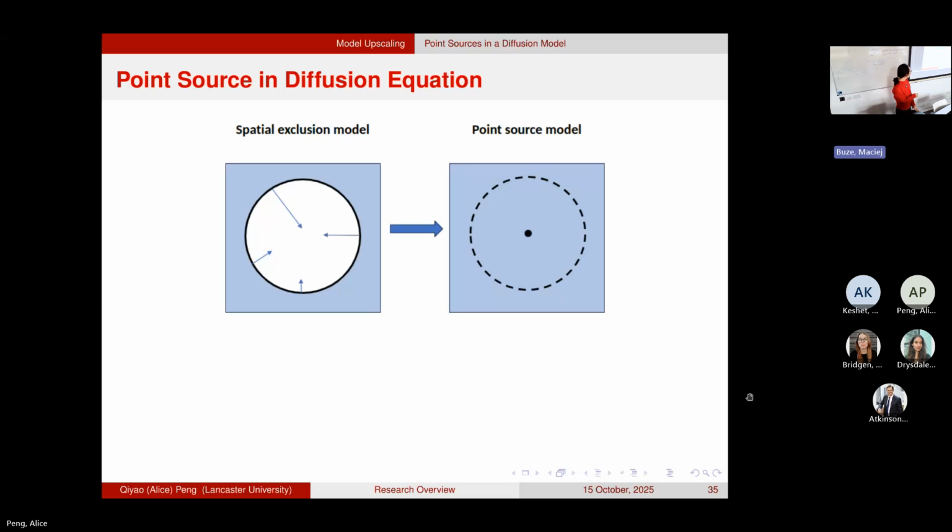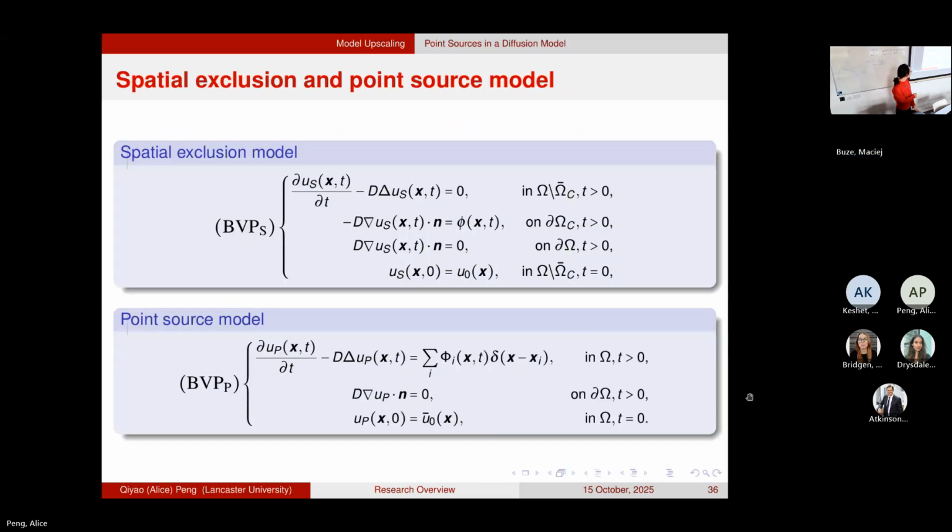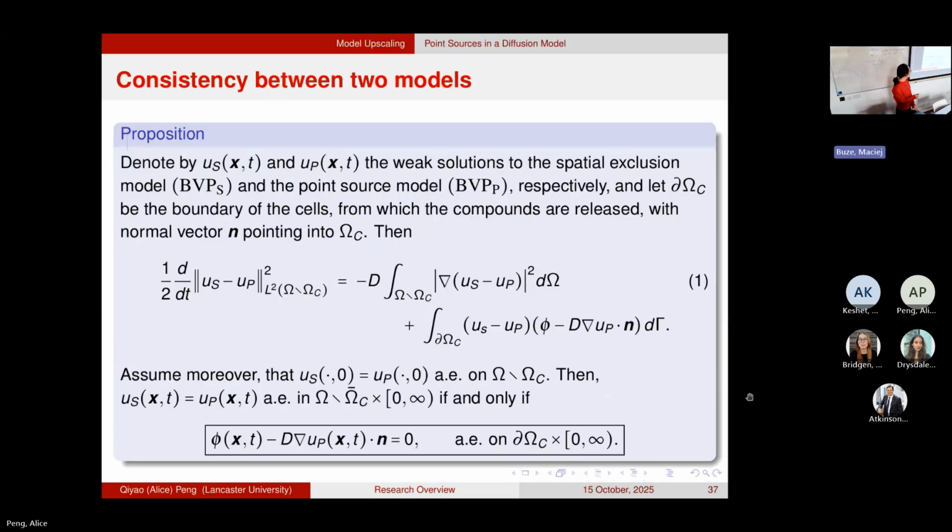From the condition here, I would say those two models are only able to give exactly the same solution if and only if this condition can be satisfied. That's why when we're doing the analysis, we always try to start here and make these two as close as possible.